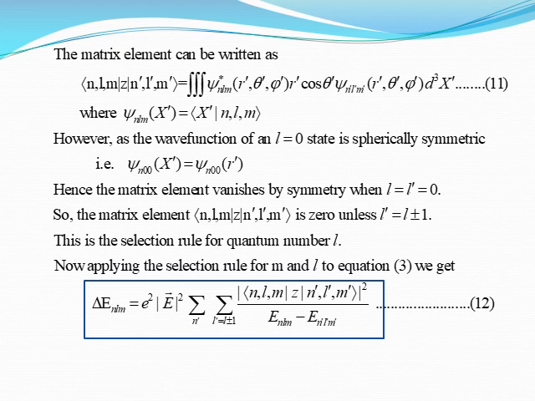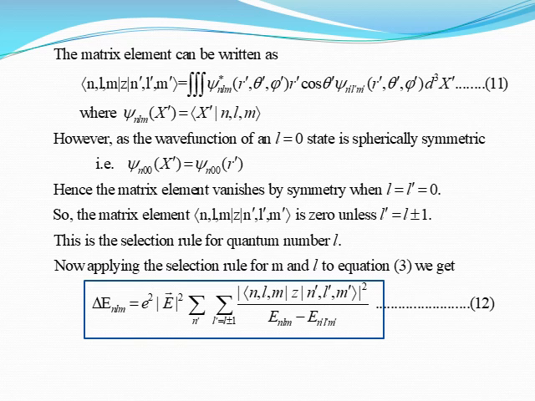The matrix element ⟨nlm|z|n'l'm'⟩ in integral form can be written as the triple integral of ψ*nlm(r', θ', φ') times r' cos θ' times ψn'l'm'(r', θ', φ'). This represents equation 11, where ψnlm(x') = ⟨x'|nlm⟩.